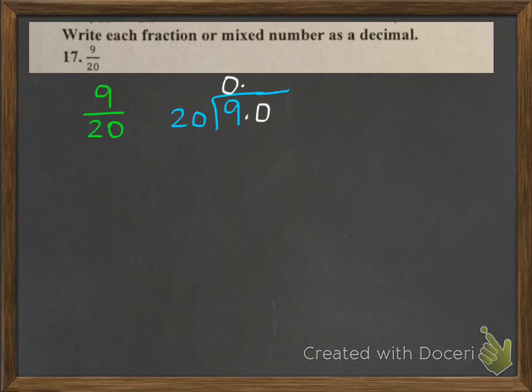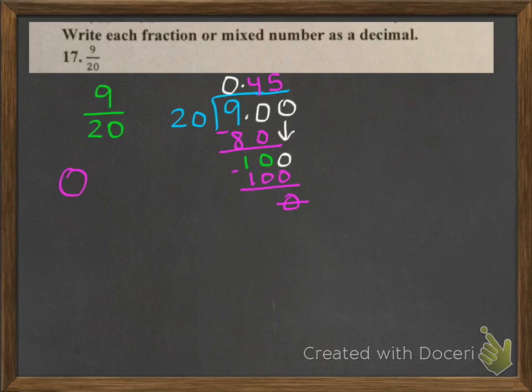So now we're going to add the 0, decimal, decimal, 0, and then from there we just divide. 4 times 20 is 80, subtract that out, we get 10, drop a 0 and add it, then we're at 100, and 5 times 20 is 100. So that leaves us with 0.45, which is our final answer for this.